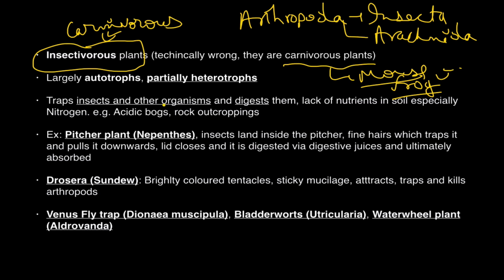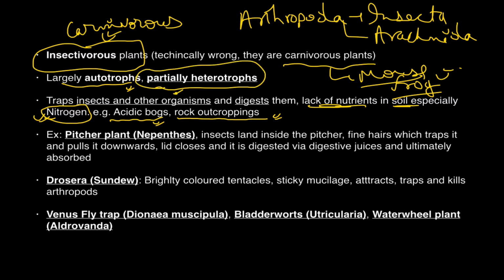Largely they are autotrophs, but because of certain conditions, they grow in lack of nutrients in soil, especially the nitrogen is deficient, extremely critical. Please remember, they can ask this. Examples: acidic bogs and rock outcroppings, these are the areas where nitrogen is deficient, so they grow in those areas, so they need those minerals. So they are partially heterotrophs because they literally eat and digest animals, especially insects and other arthropods.